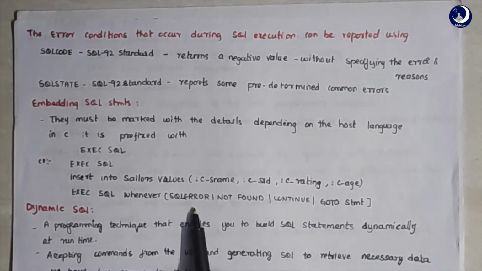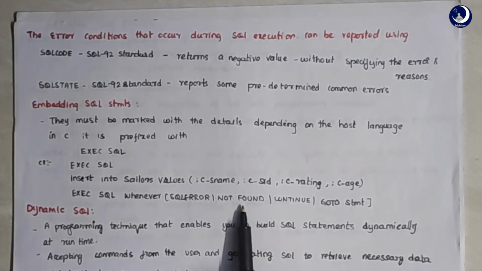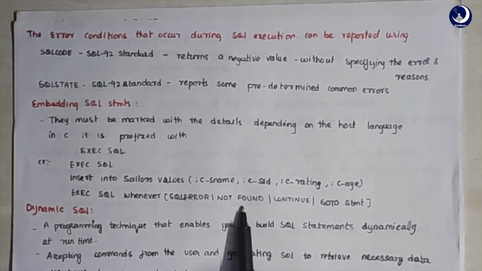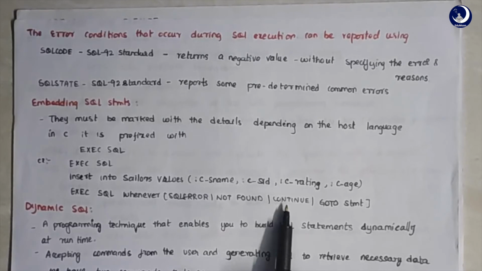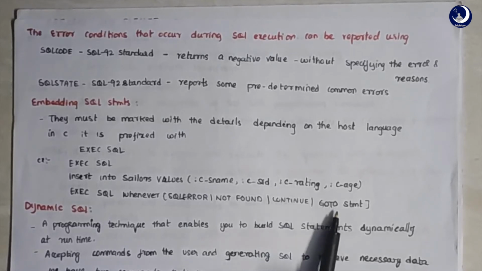These are the different conditions available. If there is any error, it will report an error. If it is undefined, then it says not found. If there is no condition, then it says continue. If at all there are any branching statements, it gets a GOTO statement. So this is how we embed SQL statements into the host languages.